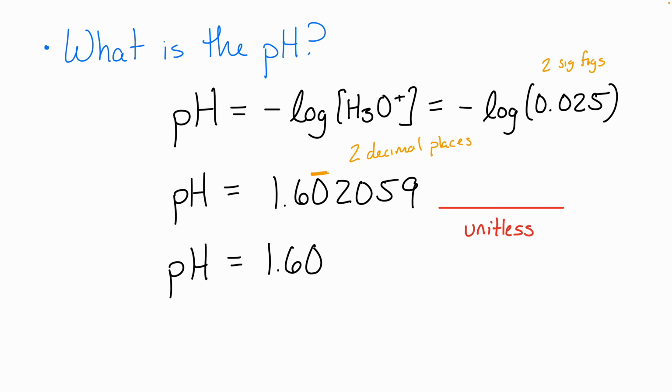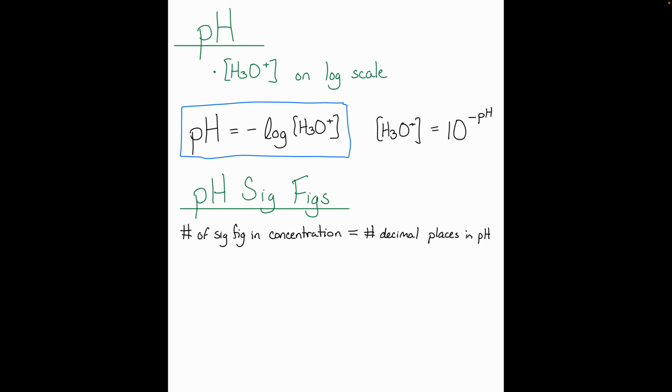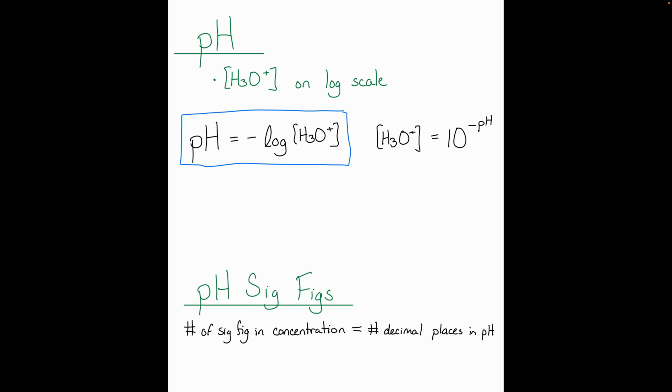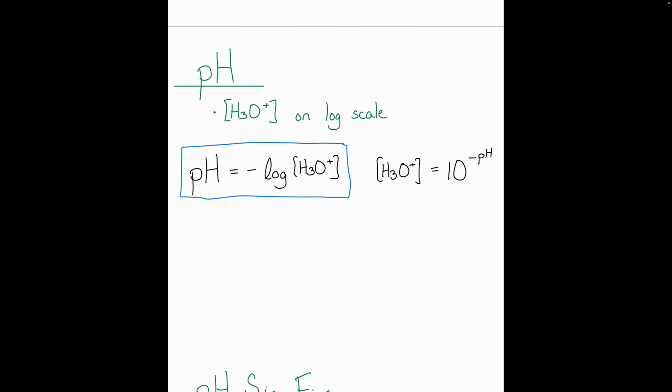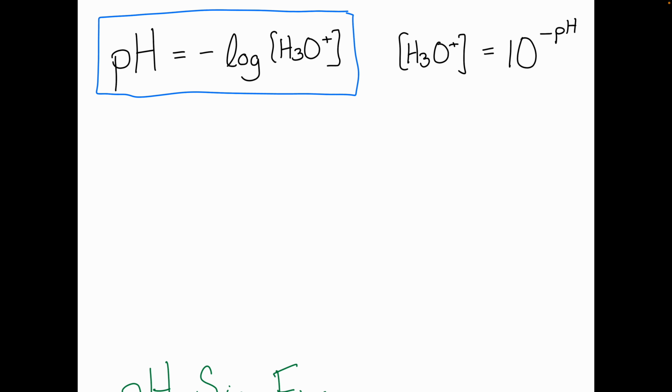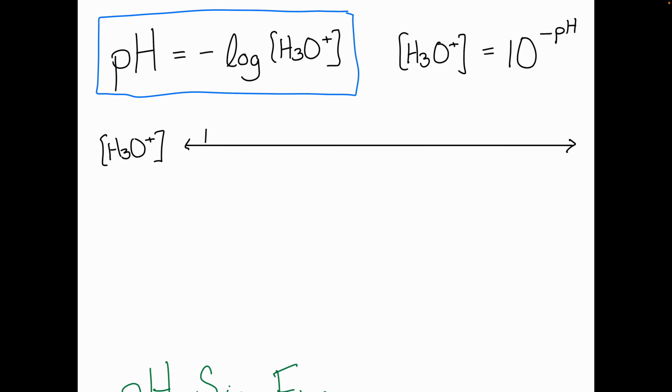Just to take a second to talk about this log scale business: why would they bother to put pH on a log scale? We all know log is the button on our calculator, but there's a reason why they do it. In solutions, the concentration of hydronium will differ by several orders of magnitude. By orders of magnitude, I mean anywhere from a concentration of 10 to the negative 1 molar, 10 to the negative 2, 10 to the negative 3, 10 to the negative 4, etc.